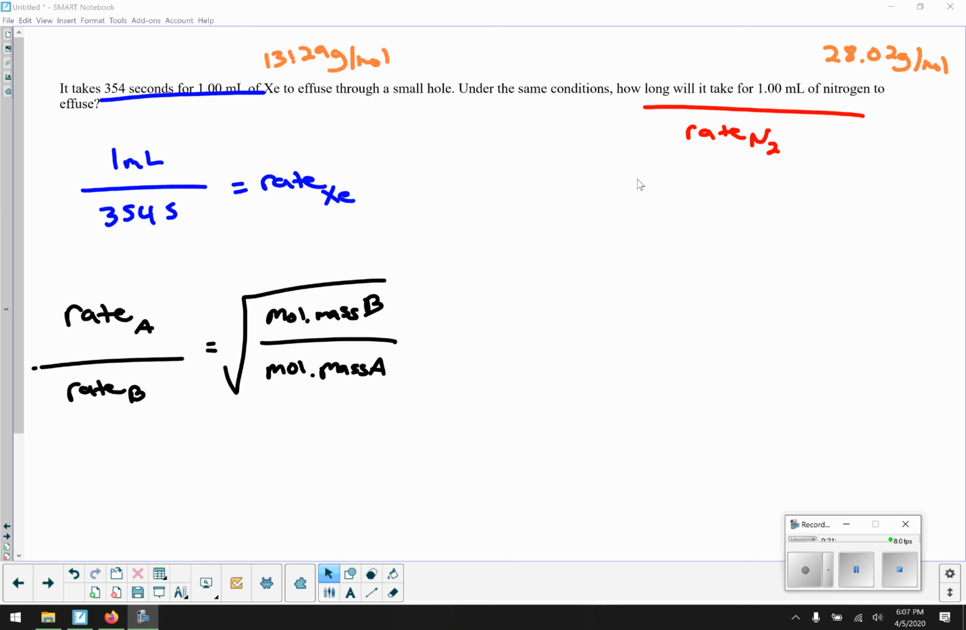Right there, we should have some clue as to how this is going to go. If the heavy one takes 354 seconds for 1 milliliter, we would expect the lighter one to go faster. So you'd expect it to be less than 354 seconds. It can be hard to tell exactly how much less until you do the math, but you should know that going in. We can then quickly check our answer: the rate of nitrogen will be faster. In other words, it will take fewer seconds for 1 milliliter. So that is something to keep in mind. I'm going to set up this problem, come back, and then talk about it a bit and solve it.